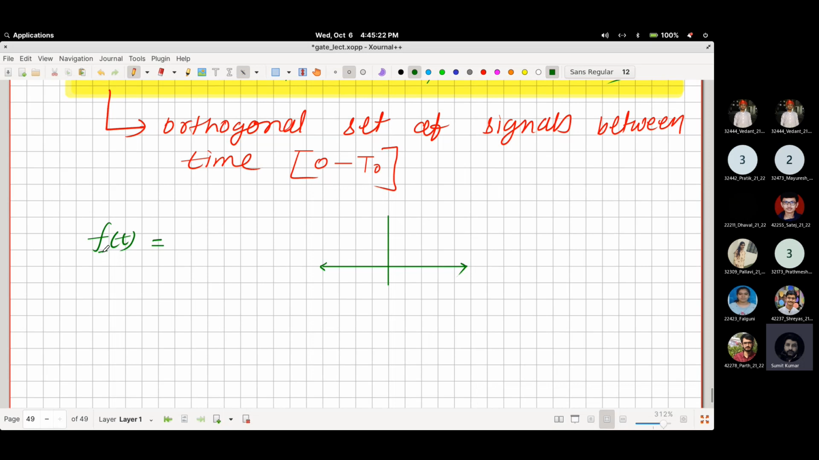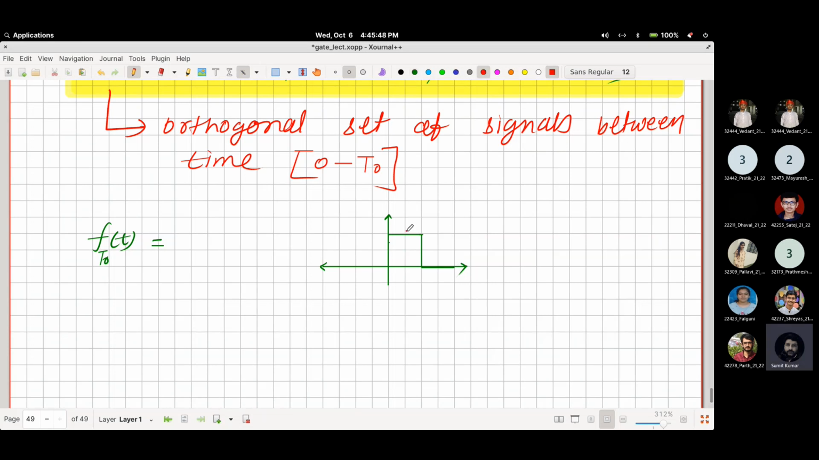Okay, instead of f(t), let me call this f_t0(t), with subscript t naught. That means it is defined over a duration of t naught. So our function is something like this: it's 1 for half of the duration and 0 for the next half of the duration.